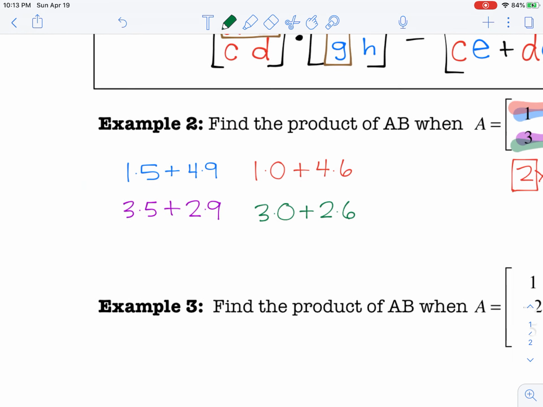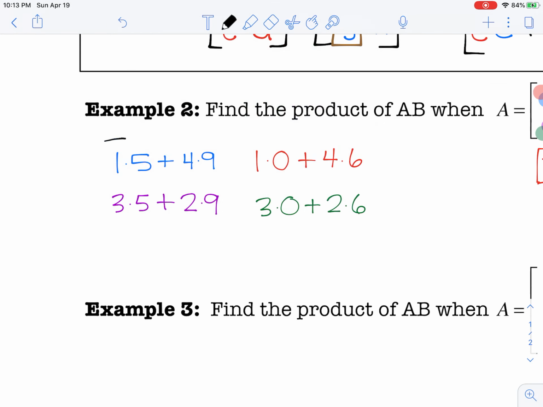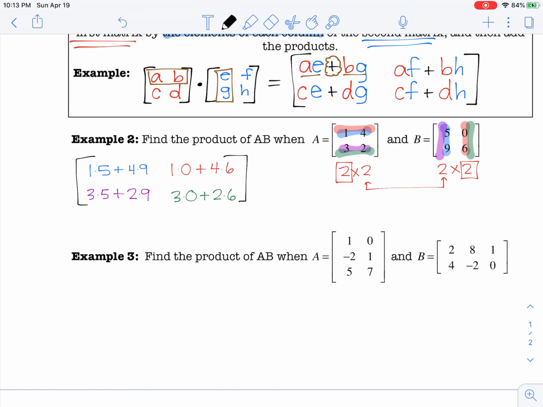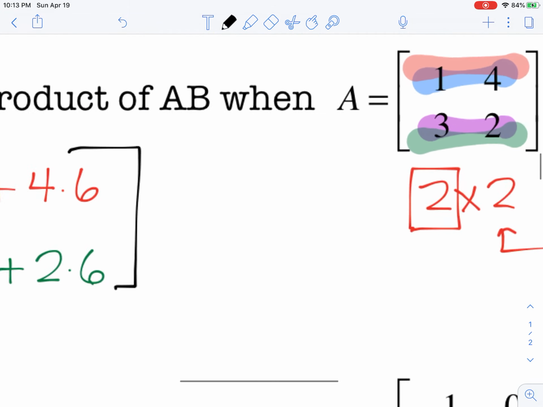So that's kind of the in-between matrix. This is showing you the work we're doing. That will take us eventually to our final answer. So if you want to enter these in a calculator, feel free. So again, the first one is 1 times 5 plus 4 times 9, which gives us 41.